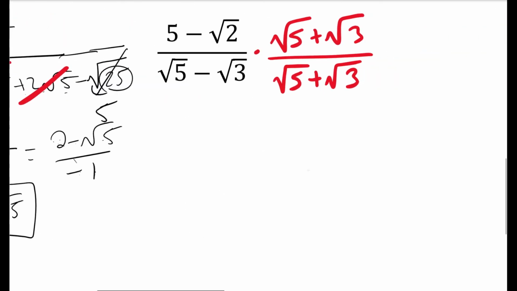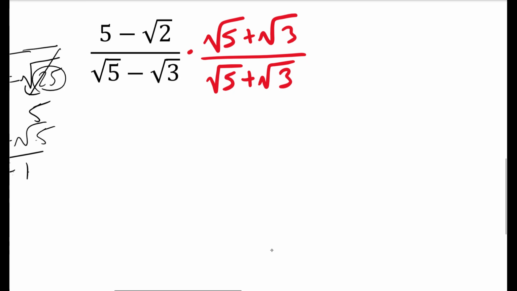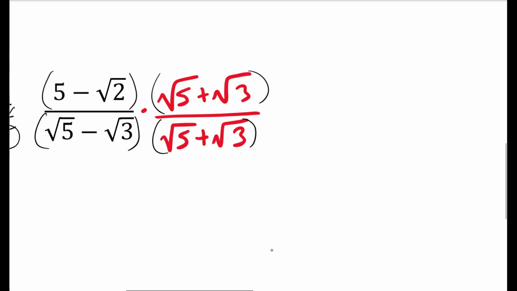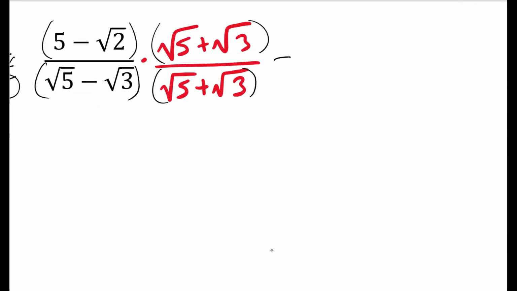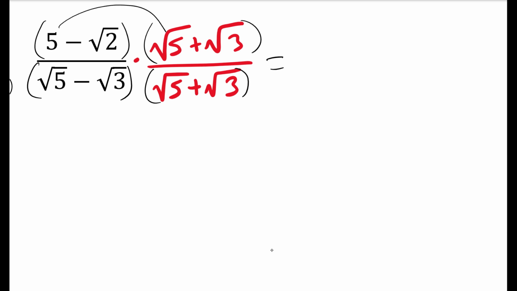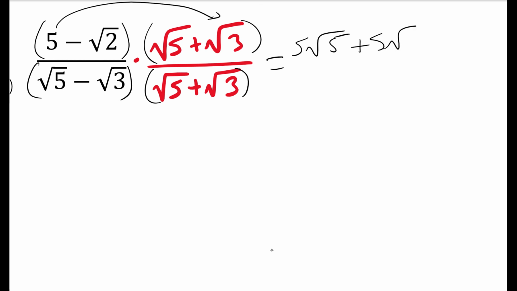All right. So let's go ahead and look at foiling this part. This part is going to be more extensive because we have to FOIL the top and the bottom. So let's go ahead and FOIL the top. So we got 5 times the square root of 5, which is 5 square root of 5. We got 5 times positive square root of 3, which is 5 square root of 3.